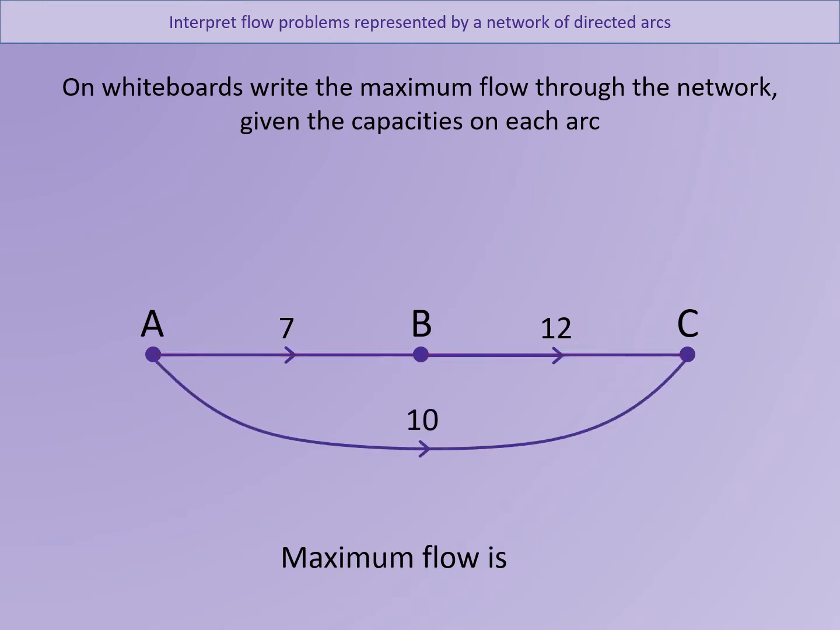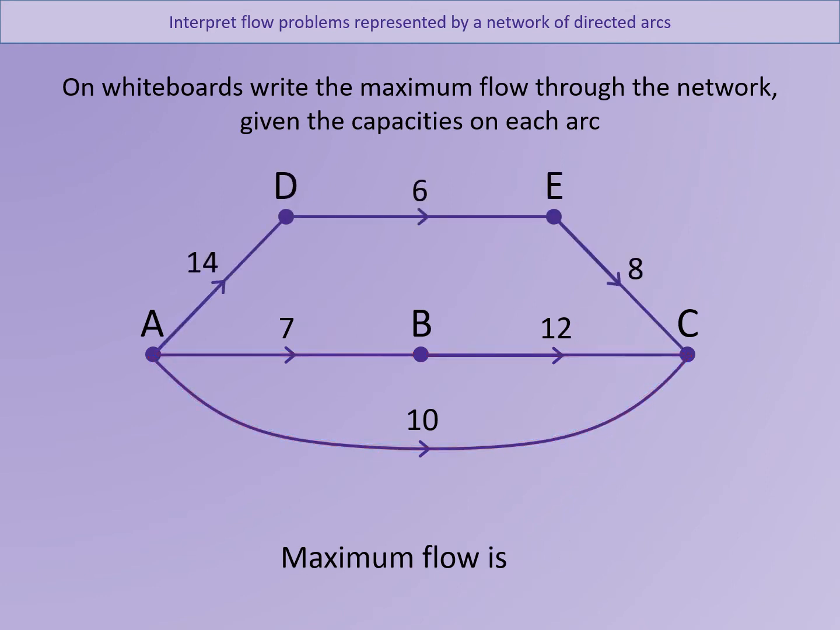Okay, if we add an extra arc here, just pause again and consider what the maximum flow would be from A to C in this situation. So here we've got a maximum flow of 7 from A to C via B. We can also have a flow of 10 on that direct arc from A to C. So they're travelling parallel to each other. So the maximum flow from A to C overall is 17. It's the sum of those two.